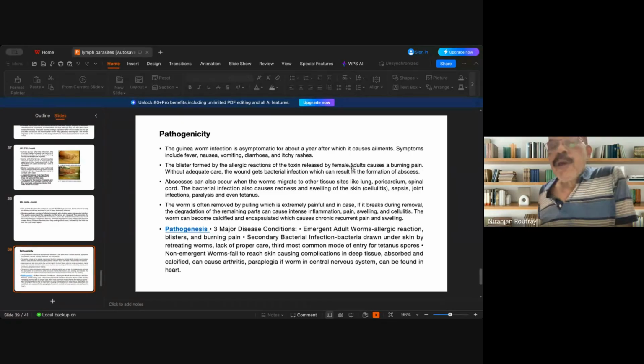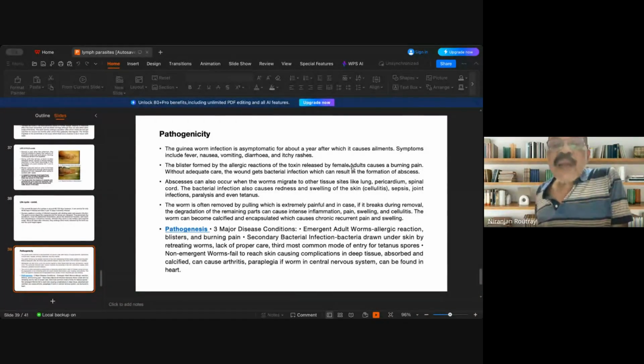बहुत कष्ट हुए, and in case if it breaks, जदि pulling बेले भांगी गला, छिंडी गला during the removal, the degradation of the remaining part can cause intense inflammation. से तो मरी जाइतिबो, किंतु तार भितरे रहि के degradation हबो, सेति बेले inflammation हबो. Inflammation means enlargement हबो, पोडिबो, pain हबो, swelling हबो, cellulitis.